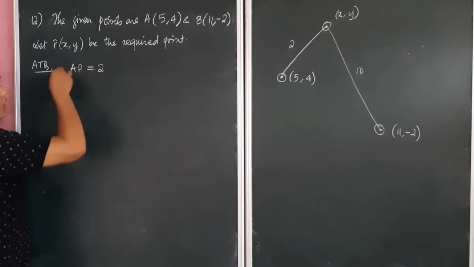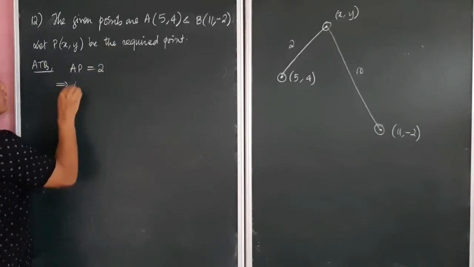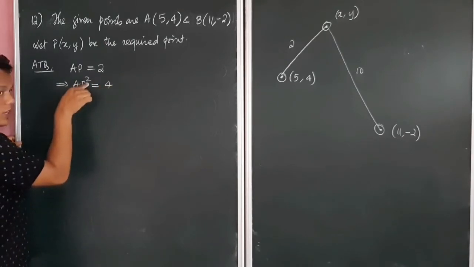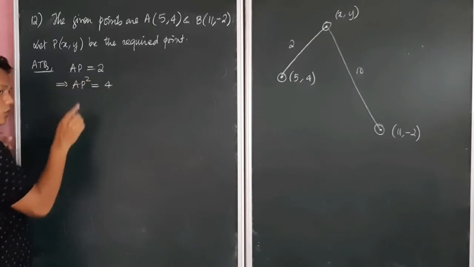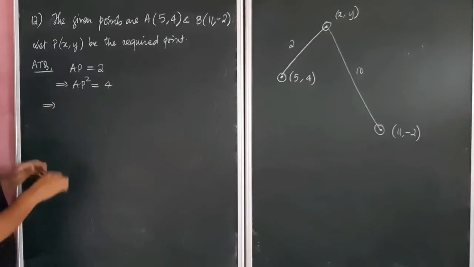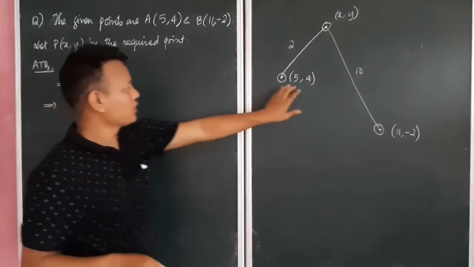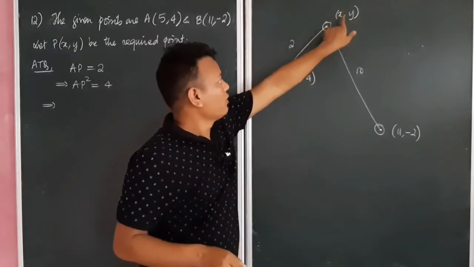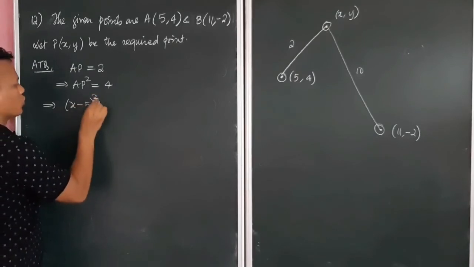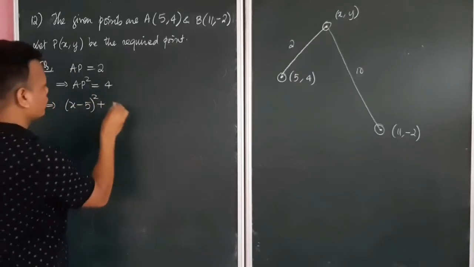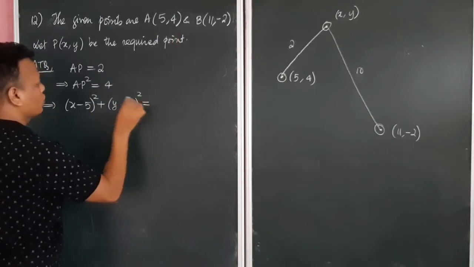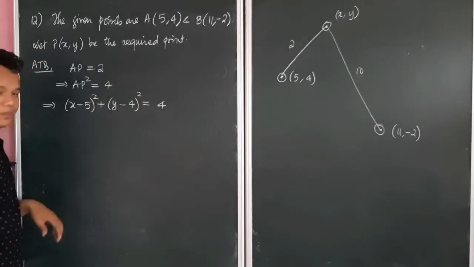As I said earlier, you can directly write this as AP square, so AP square becomes 4. I hope you are clear with this. Why am I putting square? This is in order to get rid of the square root sign. So AP square is x2 minus x1 whole square plus y2 minus y1 whole square. You can call this x1 y1 and this x2 y2. So we have x minus 5 whole square plus y minus 4 whole square, which is equal to 4.